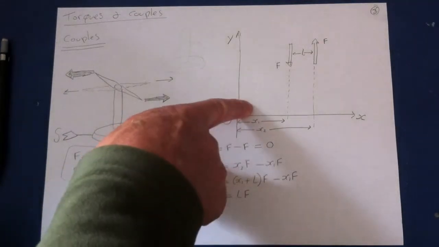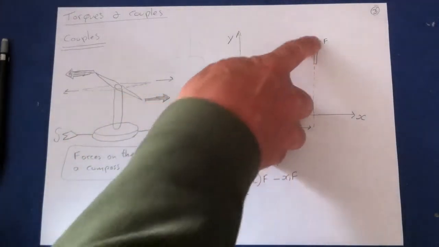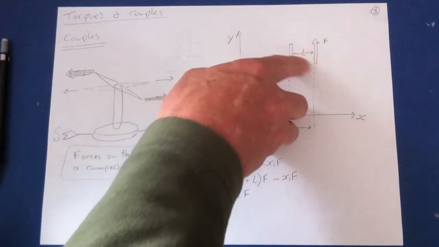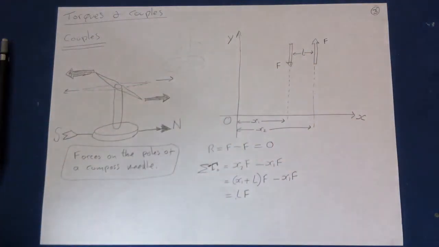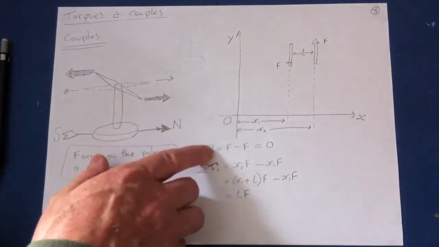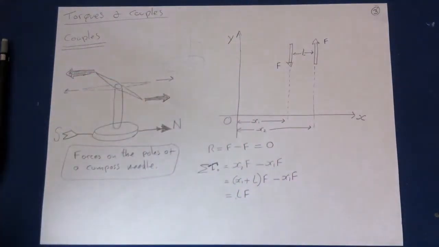This diagram shows a couple consisting of two forces, each of magnitude F, separated by a perpendicular distance L. They've both got the same magnitude of force applied to them, and they're only separated by a distance L. Now the resultant of the forces is F minus F, which is 0. When you add those forces together, you're going to get 0.